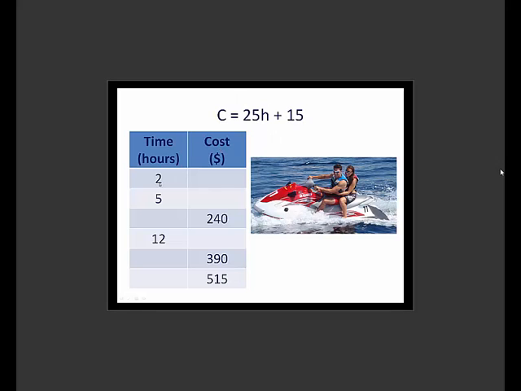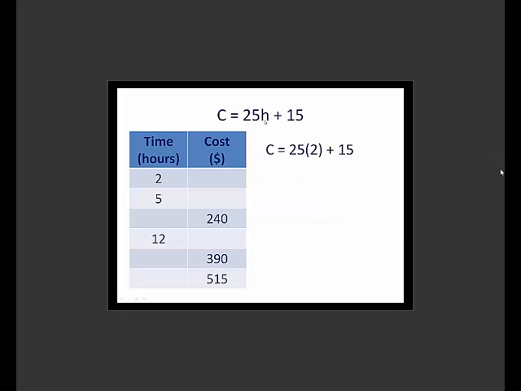Now, the first one, 2 hours. How much does it cost if we rent a jet ski for 2 hours? Let's use this equation. Now, look what I do here. I take out that H, and I put the 2 there. So now my equation is the cost is $25 times 2 hours plus an extra 15 bucks. And I go ahead and simplify that, and I get $65. And that's how much it costs for 2 hours.